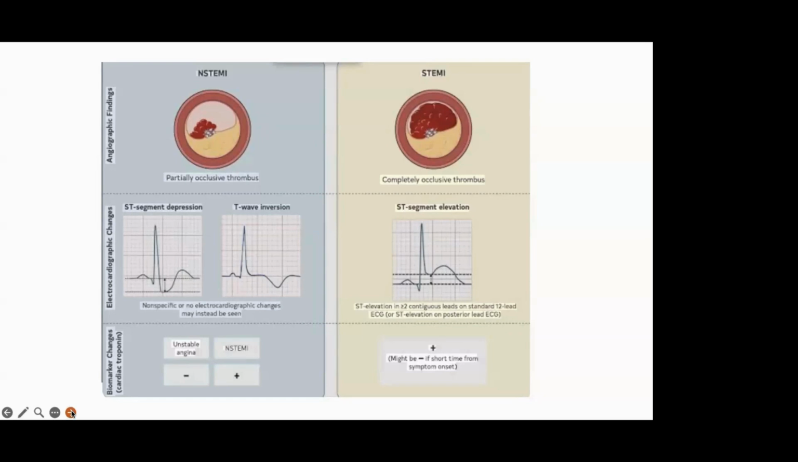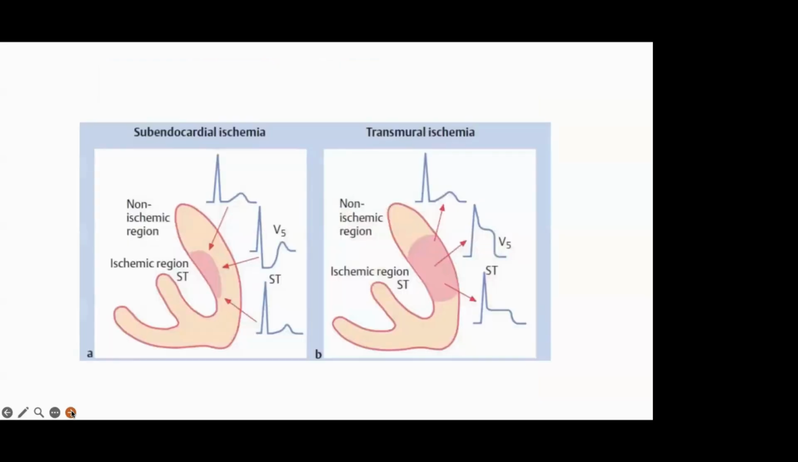In NSTEMI, there will be a subocclusive thrombus, and most of the time it will be occlusive, but the distal vessel will have collaterals from other vessels, or it will be preconditioned myocardium, so that it will survive ischemia a little longer. But in STEMI, it will be an acute thrombus. So how do we see these ECG findings in NSTEMI?